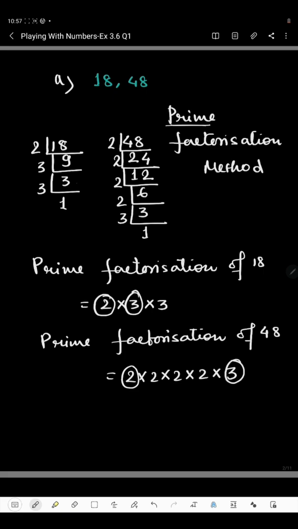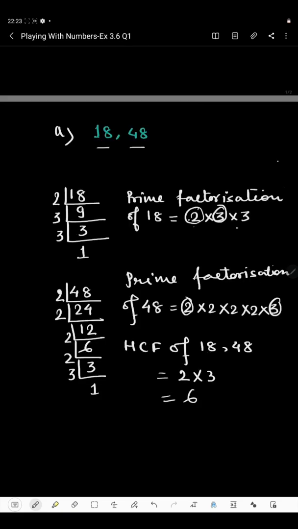So step 1 is we will find the prime factors of the given numbers, and then step 2 is we'll circle the common factors. Step 3 is we'll find the HCF by finding the product of the common factors. So the HCF of 18 and 48: we have these two common factors 2 and 3. If you multiply these, we will get the HCF of 18 and 48, which is 6.